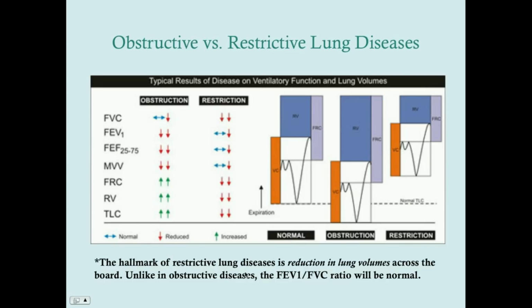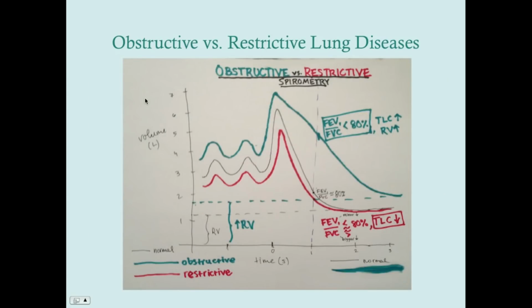So this is just an example. You can see here in your obstructive diseases, you've got a decrease in your rate of volume expiration, whereas in your restrictive diseases, you've got a decrease in your overall lung volumes.